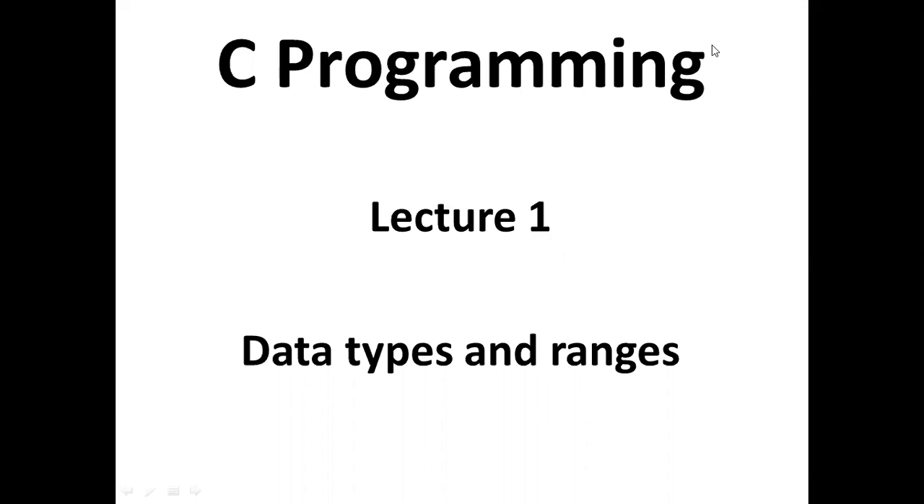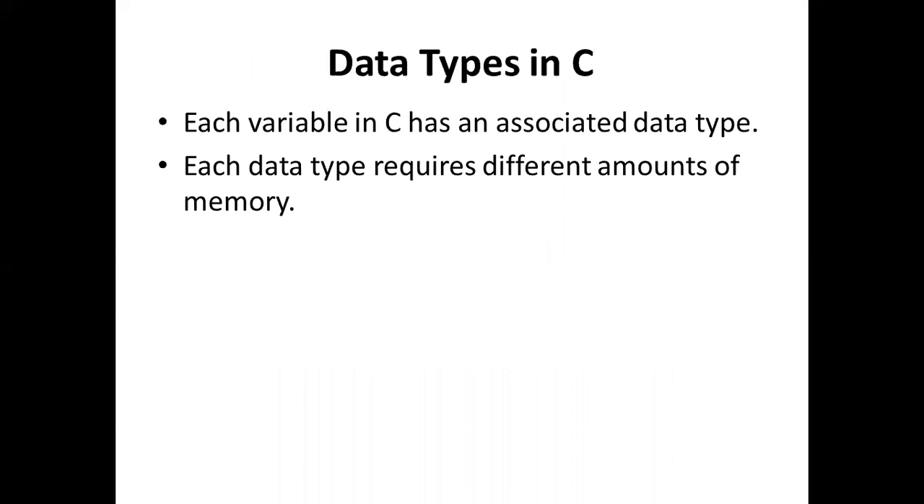So in lecture 1, we will discuss different data types and ranges. Each variable in C has an associated data type. So a data type can be char, int, float, double. Okay, so each variable is associated with a particular data type.